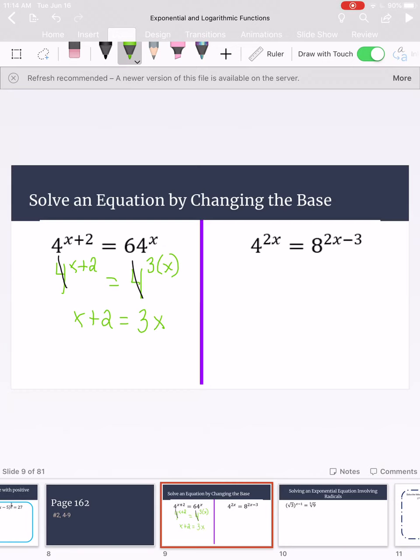I'm going to solve for x. I'm going to bring that x over, so I'll subtract it. 3x minus x, of course, is 2x. And then I'll divide by 2, and I end up with x equals 1.